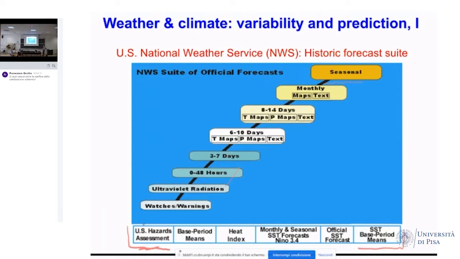So again, this concept of the connection between space and time scales and between the amount of detail that becomes smaller and smaller as you proceed to longer time scales and larger space scales are very strongly connected. Next slide.